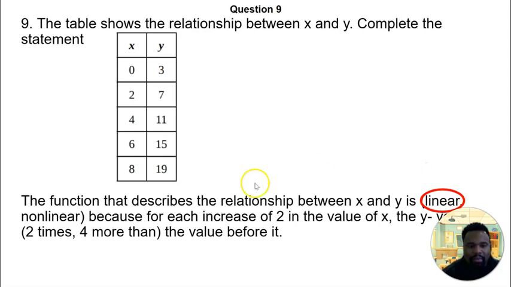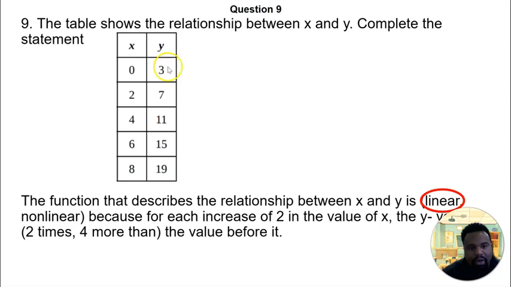Why is it linear? Look at what's happening to x. I'm increasing by 2 each time. Look at your y. What am I doing each time? I'm increasing by 4. So when x increased by 2, y increased by 4. Well, increase by 2, increase by 4, I'm sorry, 4 over 2, which is 2.